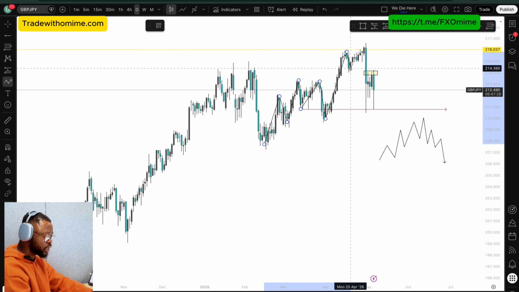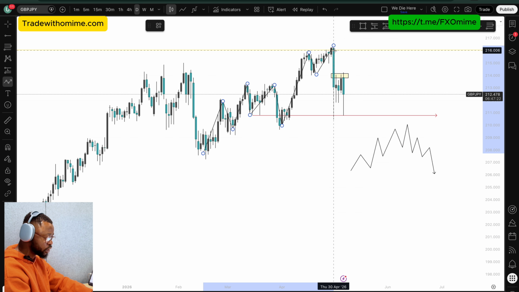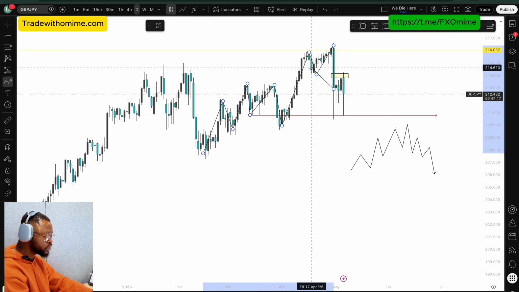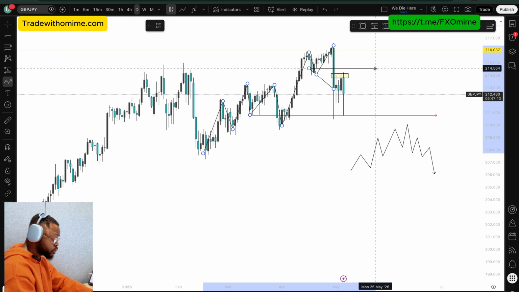So we created a new high. We had a new low. We created a new high. Now, what did the market do? This is the daily time frame, remember. What did the market do? We created a new low. A new low that took out this particular low around here. Pay attention, please. That took out this particular low around here.